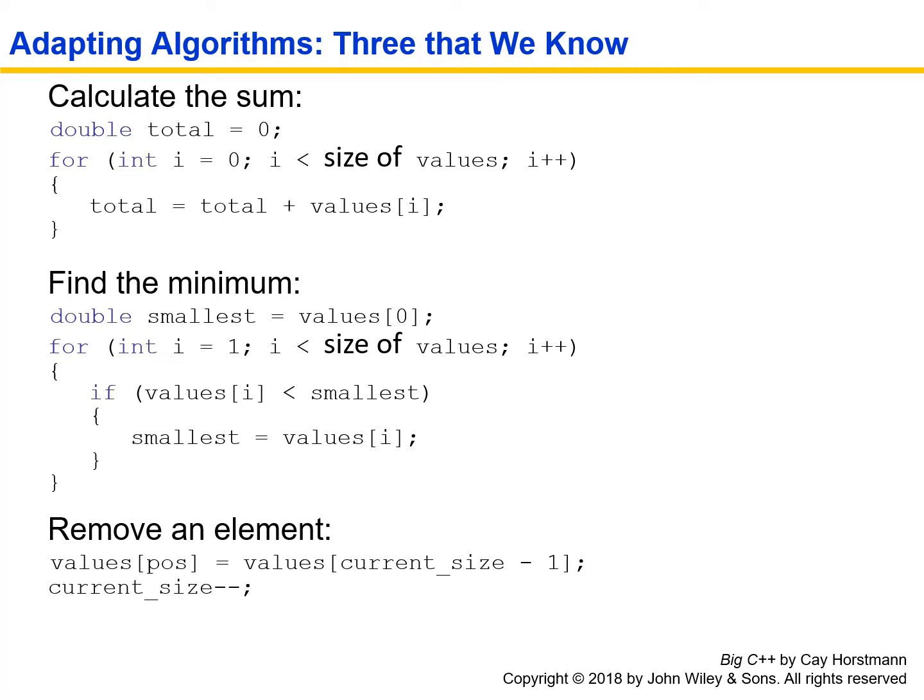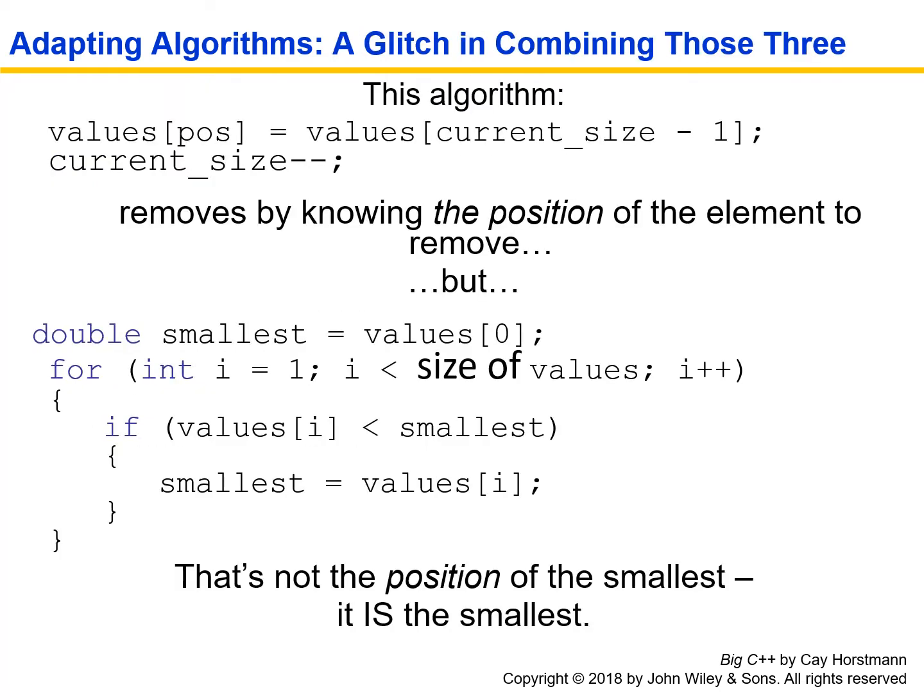You'll need an algorithm to calculate the sum of all the quiz grades, but you'll also need an algorithm to find the minimum value, and assuming you want to remove that element from the list completely, you need our algorithm for removing an element from an array. The problem is that the algorithm we know for removing an element from the array removes by knowing the position of the element, but the algorithm we know for finding the smallest value simply finds the value, not the index.